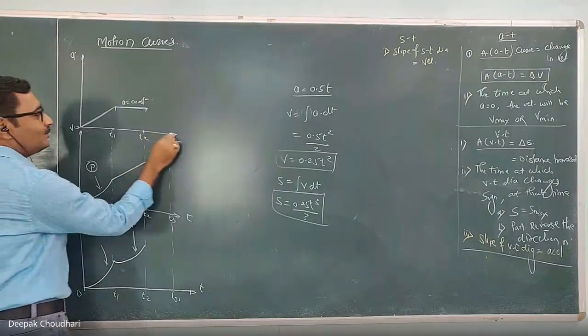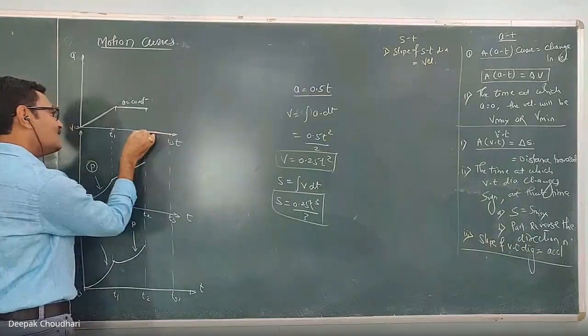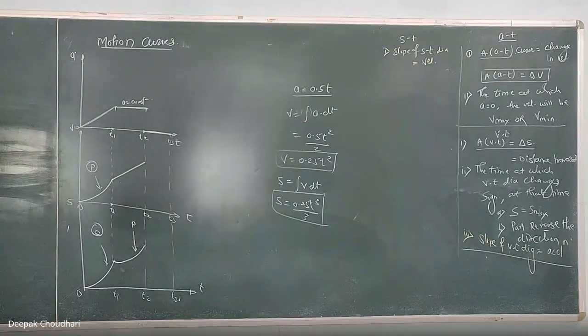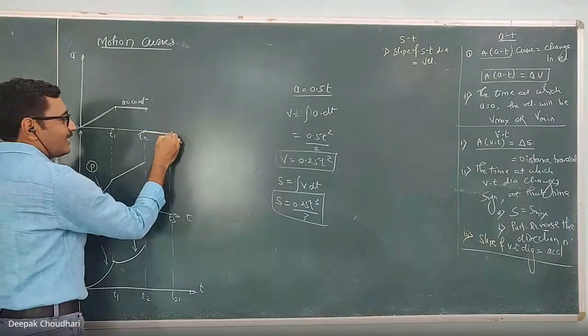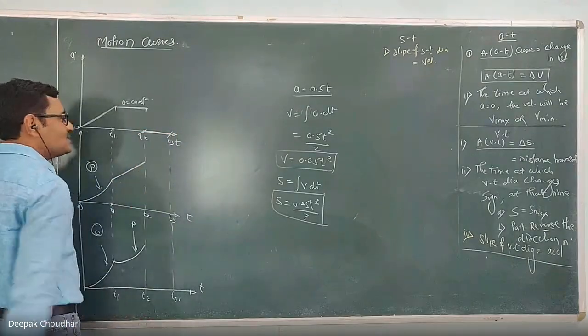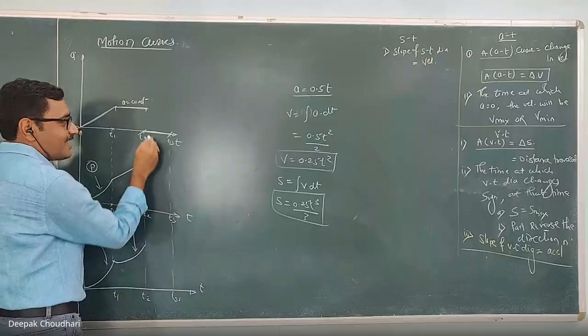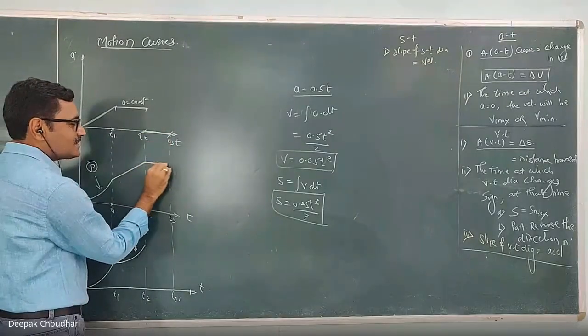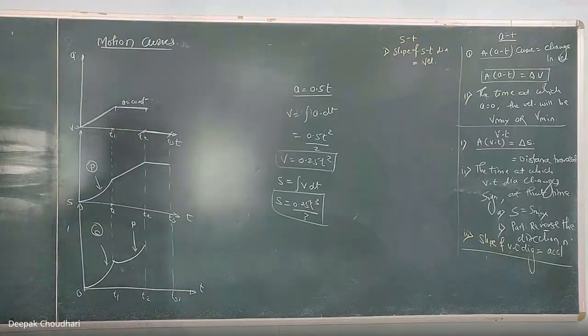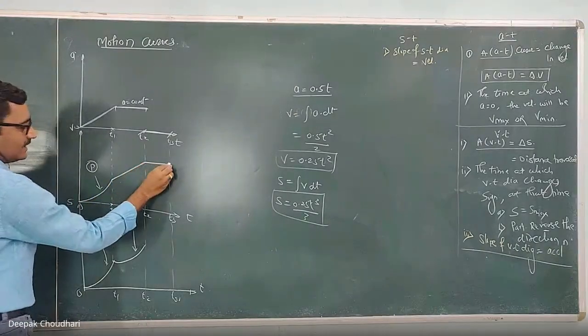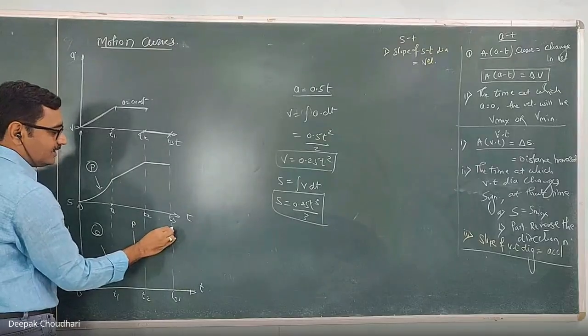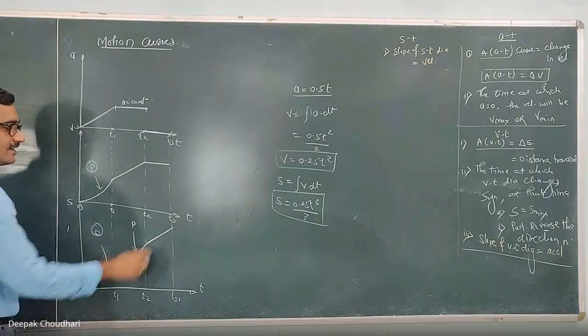Understood? Now from T2 to T3, if suppose acceleration is 0 from T2 to T3, what will be the nature of the VT diagram? Acceleration 0 means velocity remains constant, isn't it? And if VT is a horizontal straight line, then the corresponding ST curve will be an inclined straight line. It is a curve of degree 1.